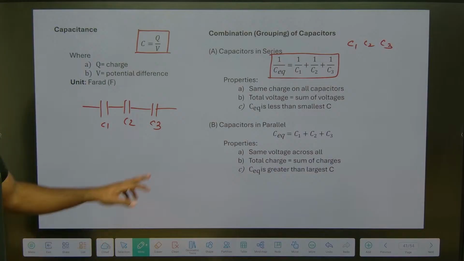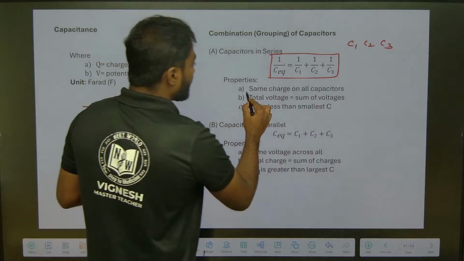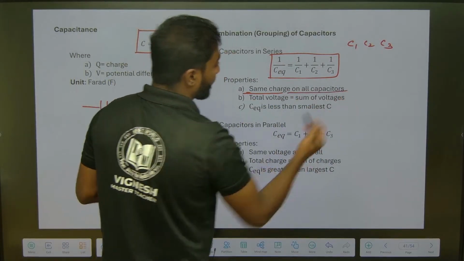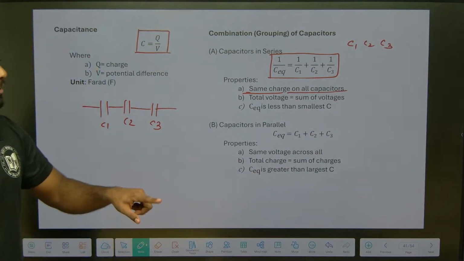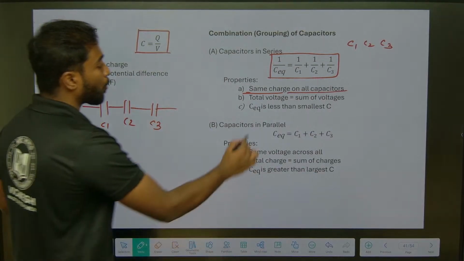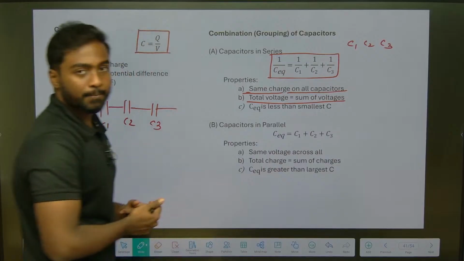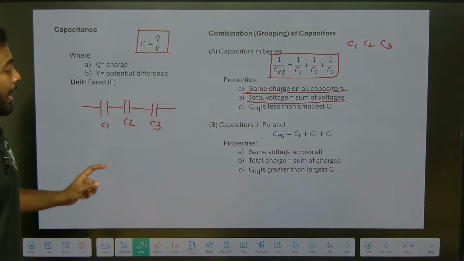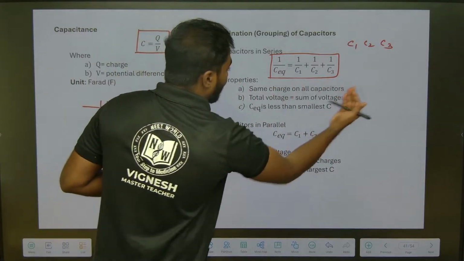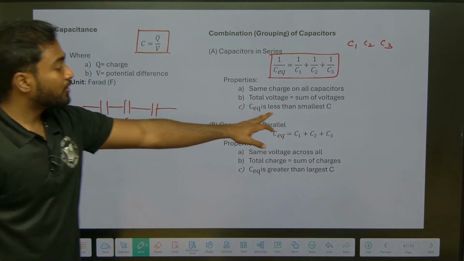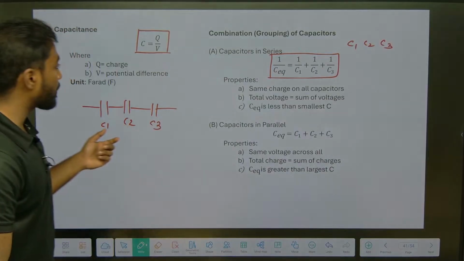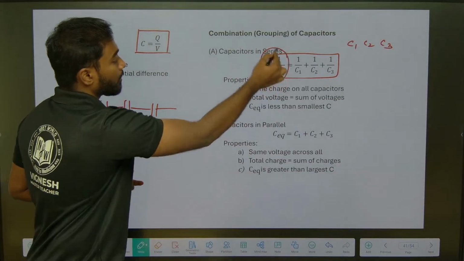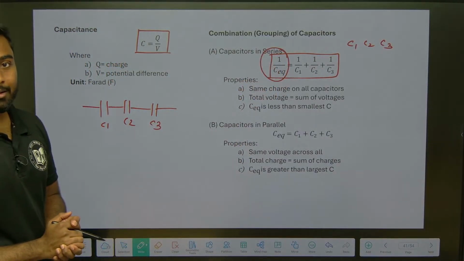So here the properties will be: same charge on all capacitors, and the total voltage will be the sum of the voltages, V1 plus V2 plus V3. The equivalent capacitance is less than the smallest C, the equivalent capacitance will always be less.